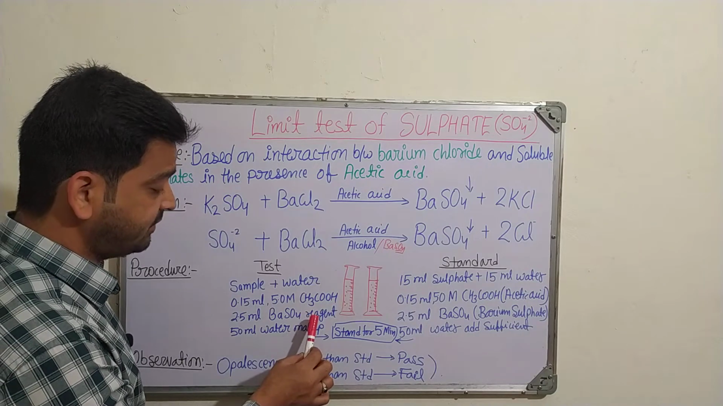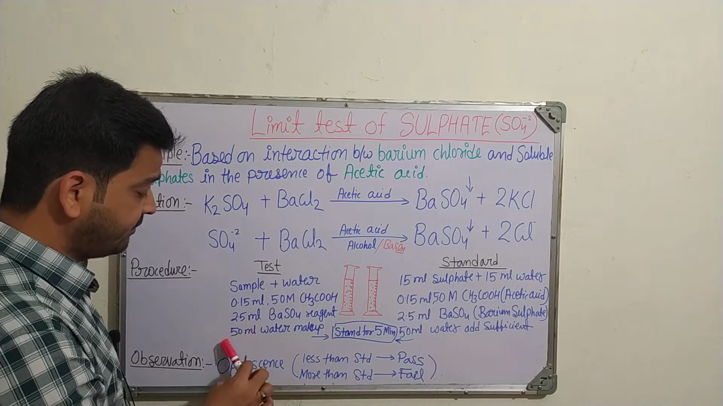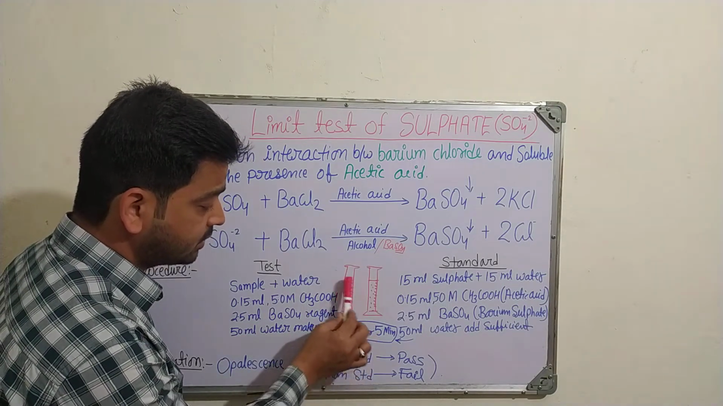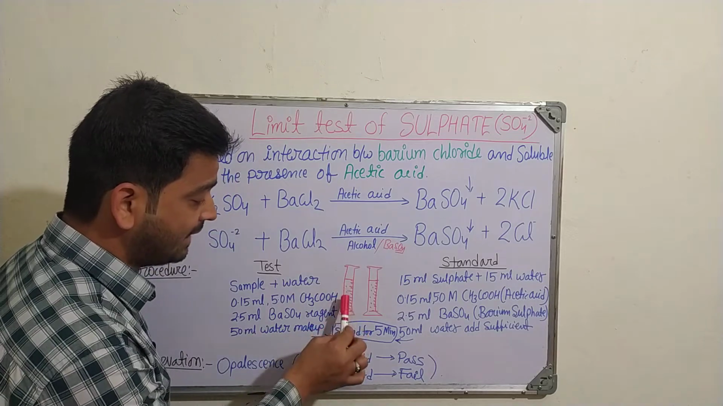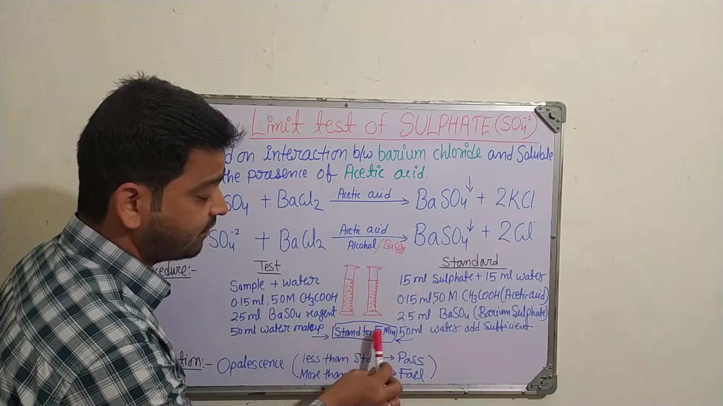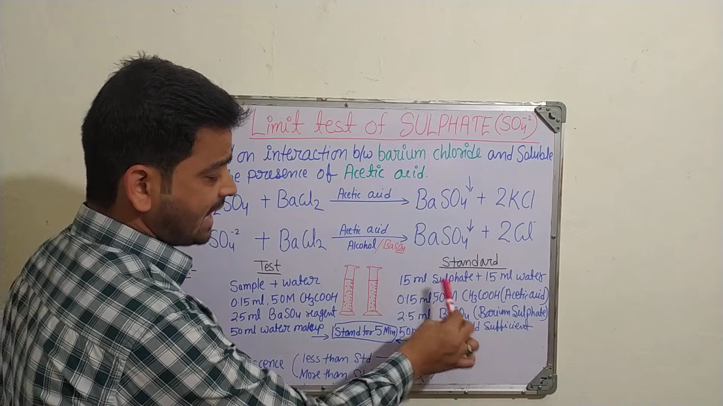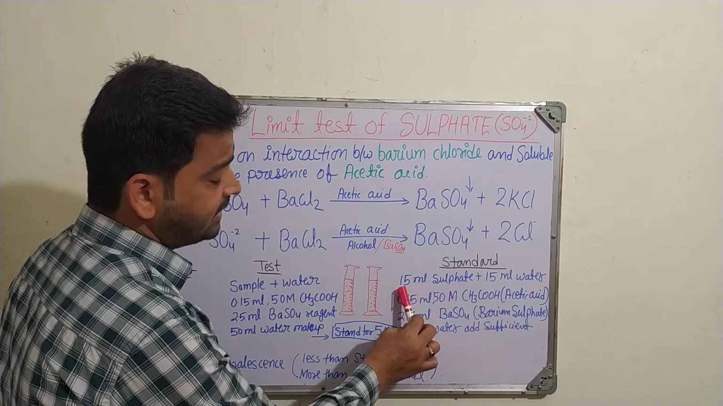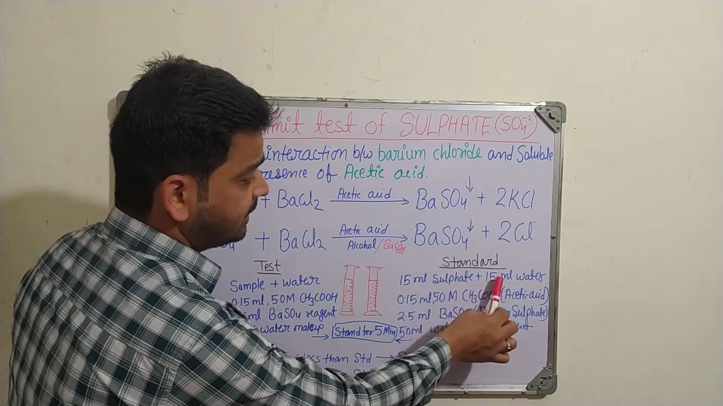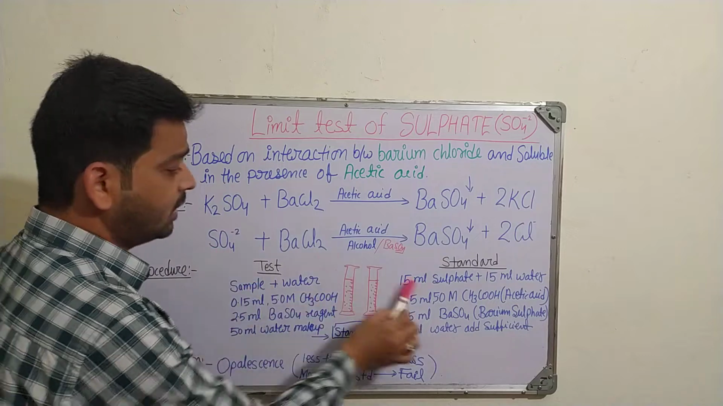The barium sulfate reagent is added so that it will get sufficient sulfate ion to react with. Then we make up with water to 50 ml in the cylinder and fill it up. Then we allow it to stand for 5 minutes. We do the same thing on the standard side, but here, instead of sample, we add 15 ml of standard sulfate and 15 ml of water.